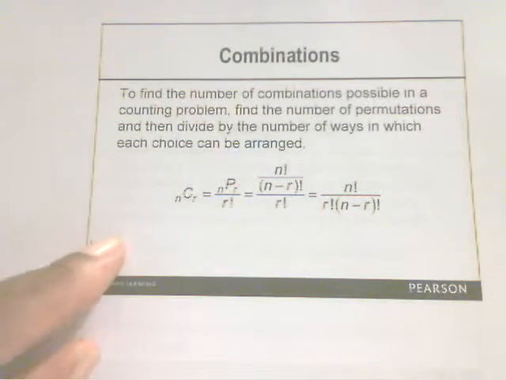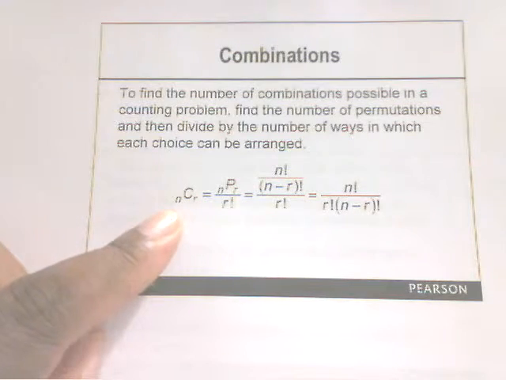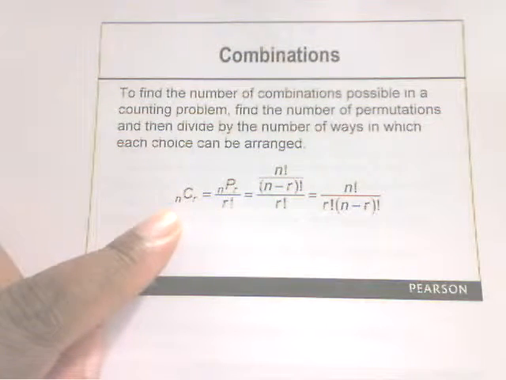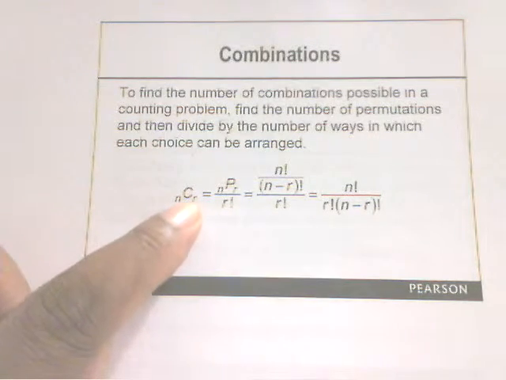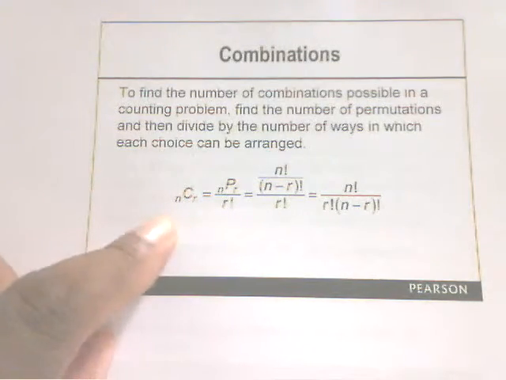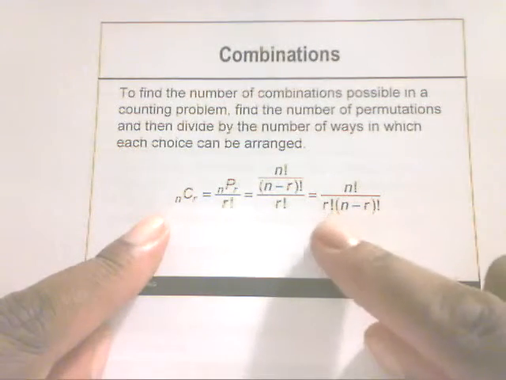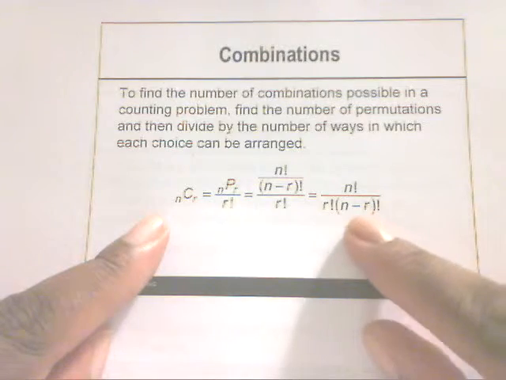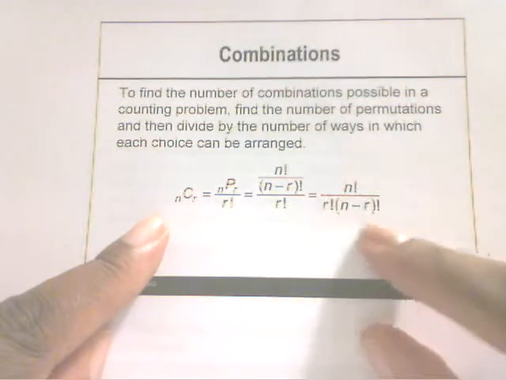So now, in nCr, n is the number of items that's given to us, and r is the number of items that we're choosing from n. That's going to end up being n factorial divided by r factorial times the quantity n minus r factorial. That's this formula right here.